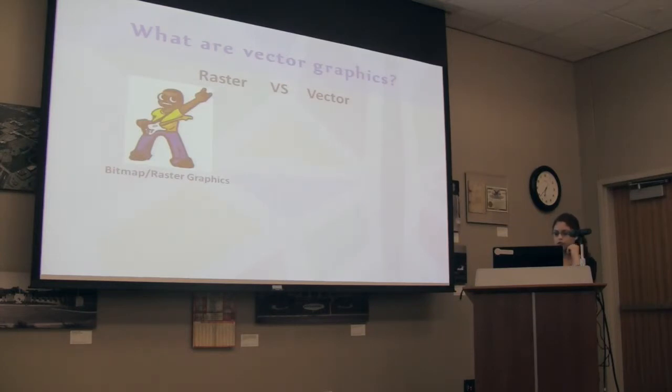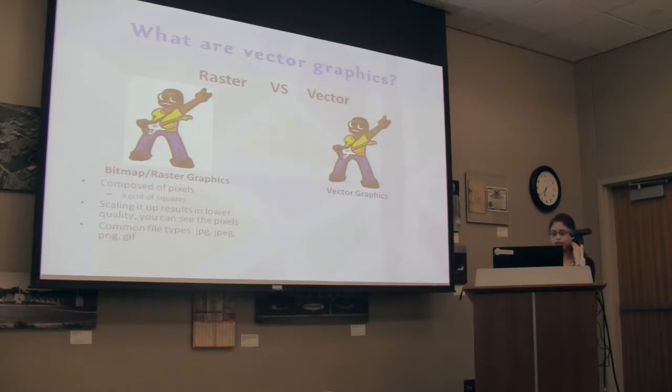So bitmaps, or raster graphics, are composed of pixels, so it's just a bunch of squares in a grid, and each square has a color assigned to it, and they make up an image. If you scale them up, they're going to lose quality because then you can see all the pixels. So you never want to make them bigger than what you saved them at. And you'll often see these as JPEGs and PNGs and GIFs, so everybody knows what these files are.